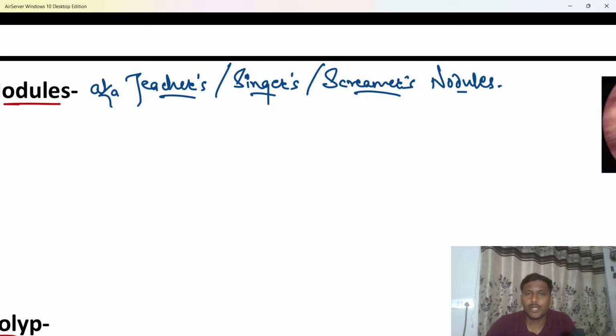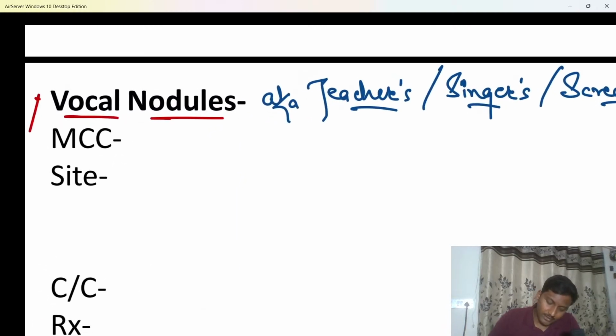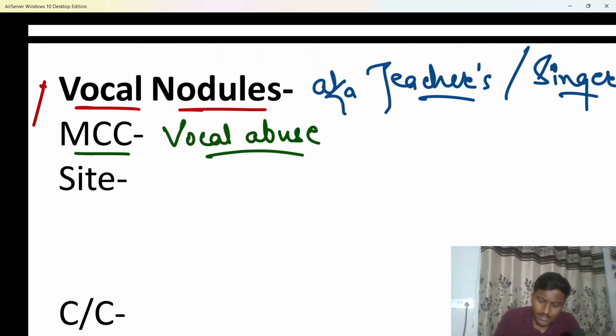vocal nodules. Therefore it can also be referred to as teachers, singers, or screamers nodules, because obviously vocal abuse will be common in these professions or these people, right? So please remember, vocal nodules, teachers nodules, screamers nodules, singers nodules, the most common cause for it is vocal abuse. Okay, but apart from vocal abuse, are there any other causes?